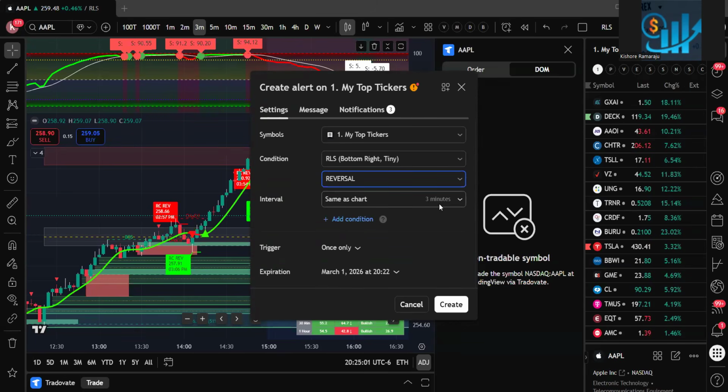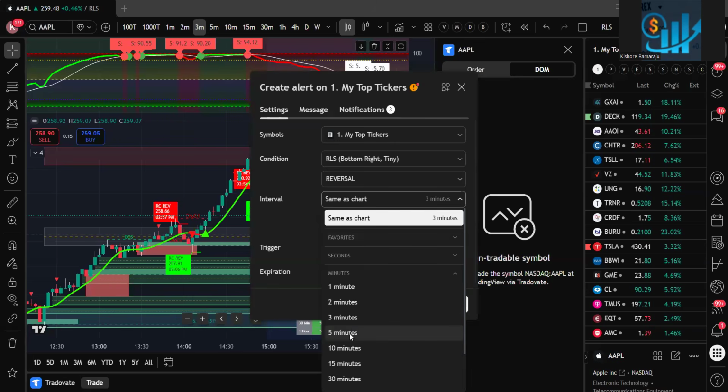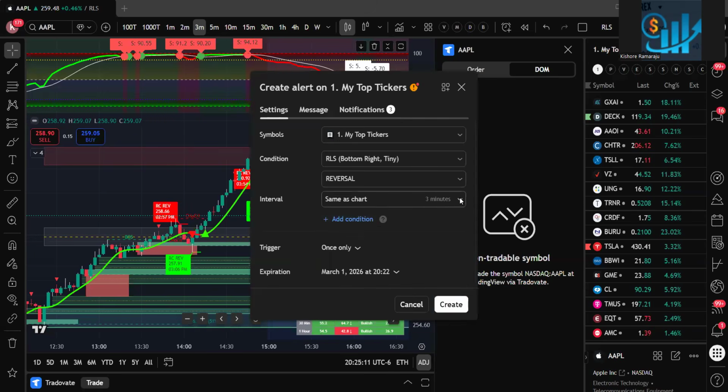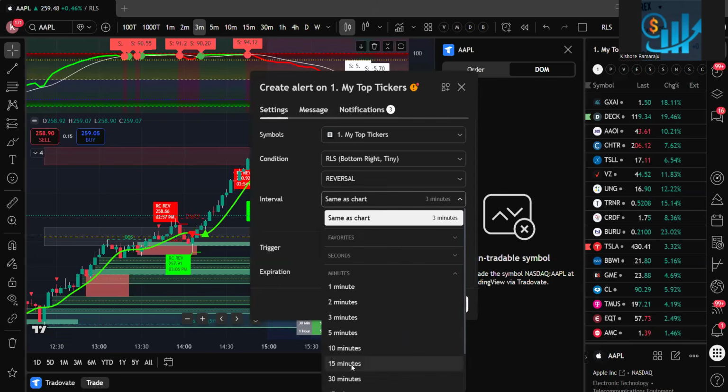And whether you want to do it for US market or non-US market, if it is US market, you select 5 minutes. If it is non-US market, you can select 3 minutes. If you want to do it for personal accounts, you can put it on 15 minutes or 30 minutes, so you can hold the trades for much longer duration.